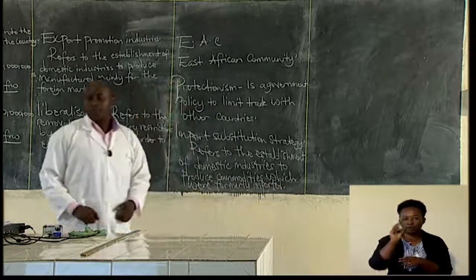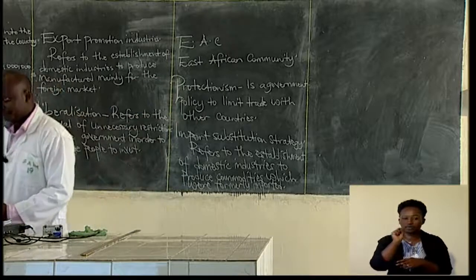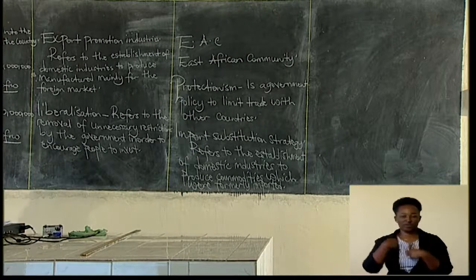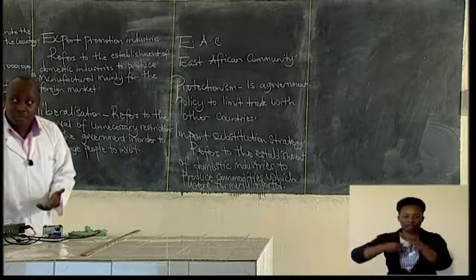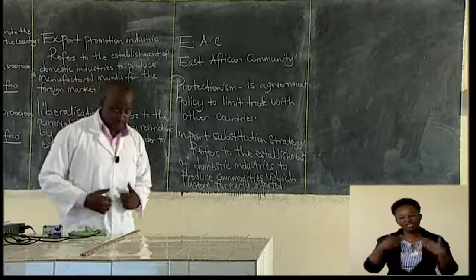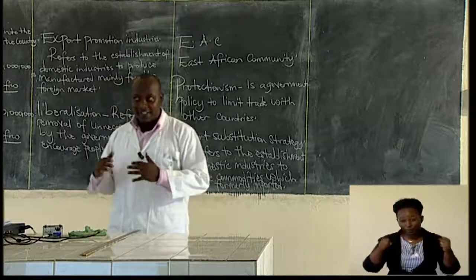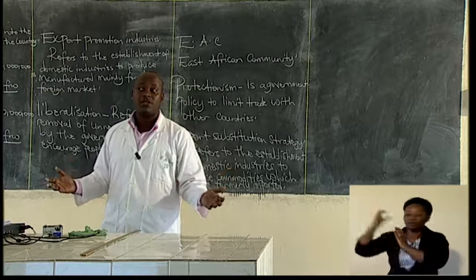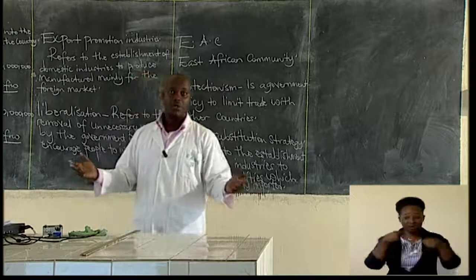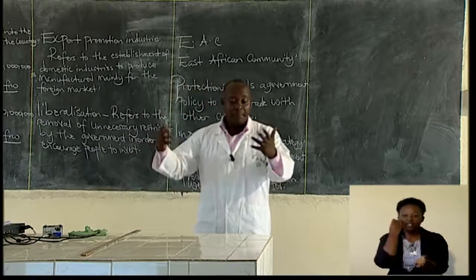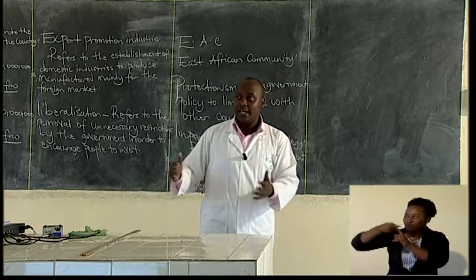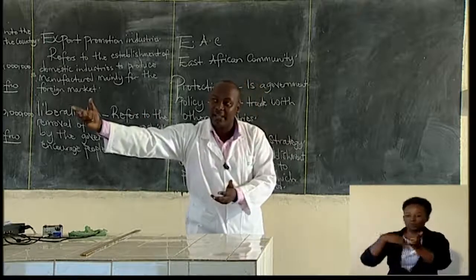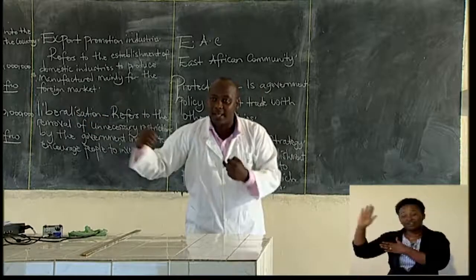An example, for the case of Rwanda, we don't have industries that manufacture motorcycles. And if we need those motorcycles, we buy them from other countries because we don't have industries that produce motorcycles. And when we buy them from other countries, we are spending money abroad.